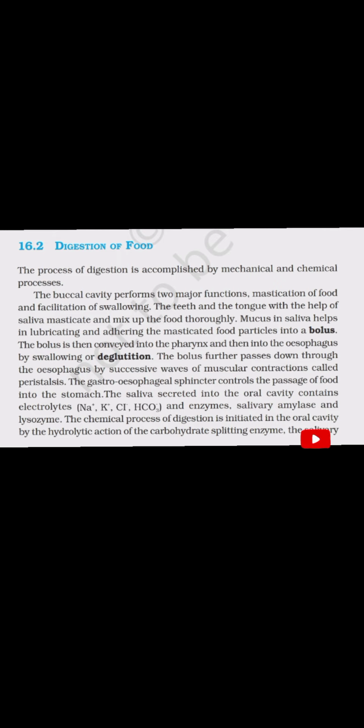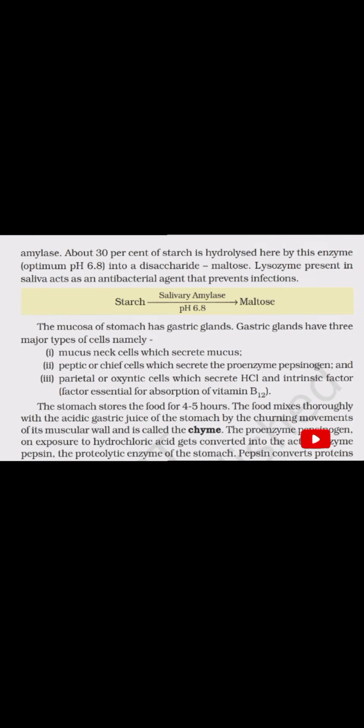The chemical process of digestion is initiated in the oral cavity by the hydrolytic action of the carbohydrate-splitting enzyme, salivary amylase. About 30% of starch is hydrolyzed here by this enzyme, at an optimum pH of 6.8, into a disaccharide, maltose. Lysozyme present in saliva acts as an antibacterial agent that prevents infections. Starch, in the presence of salivary amylase at pH 6.8, gives maltose.